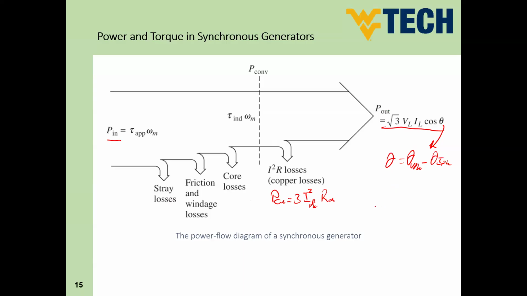Definitely, like any other device, if you would like to calculate the efficiency, you can say efficiency equals P out divided by P input. Okay, so this is the power flow diagram of our synchronous machine.